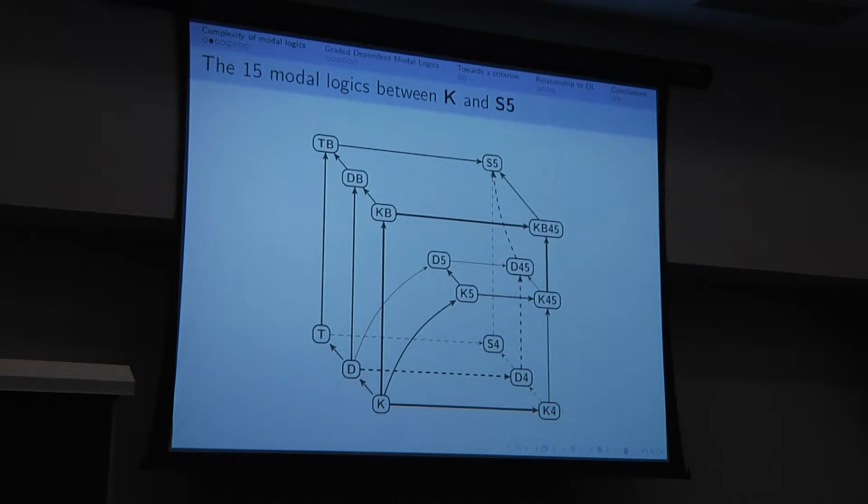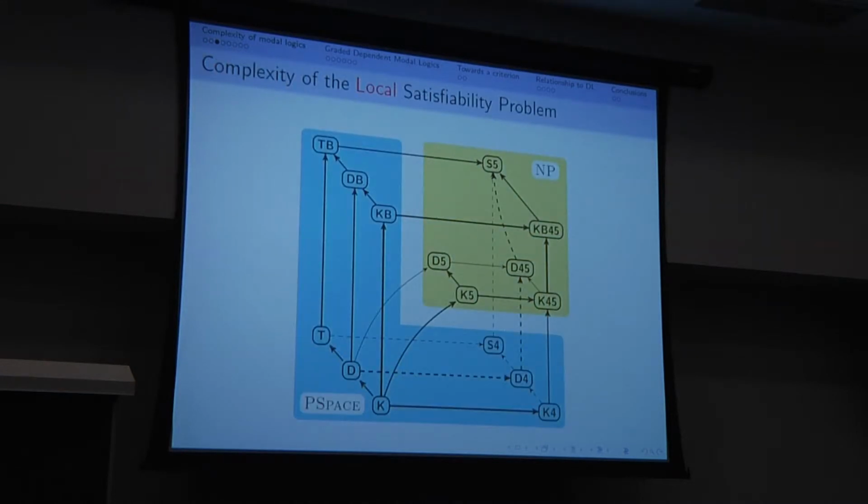And I would like to recall what's the complexity of these logics. So everything in blue is P-space. Everything in blue means that all logics mentioned here, not that all logics between K and C. And above K5, everything is NP. The complexity of the problem of local satisfiability.